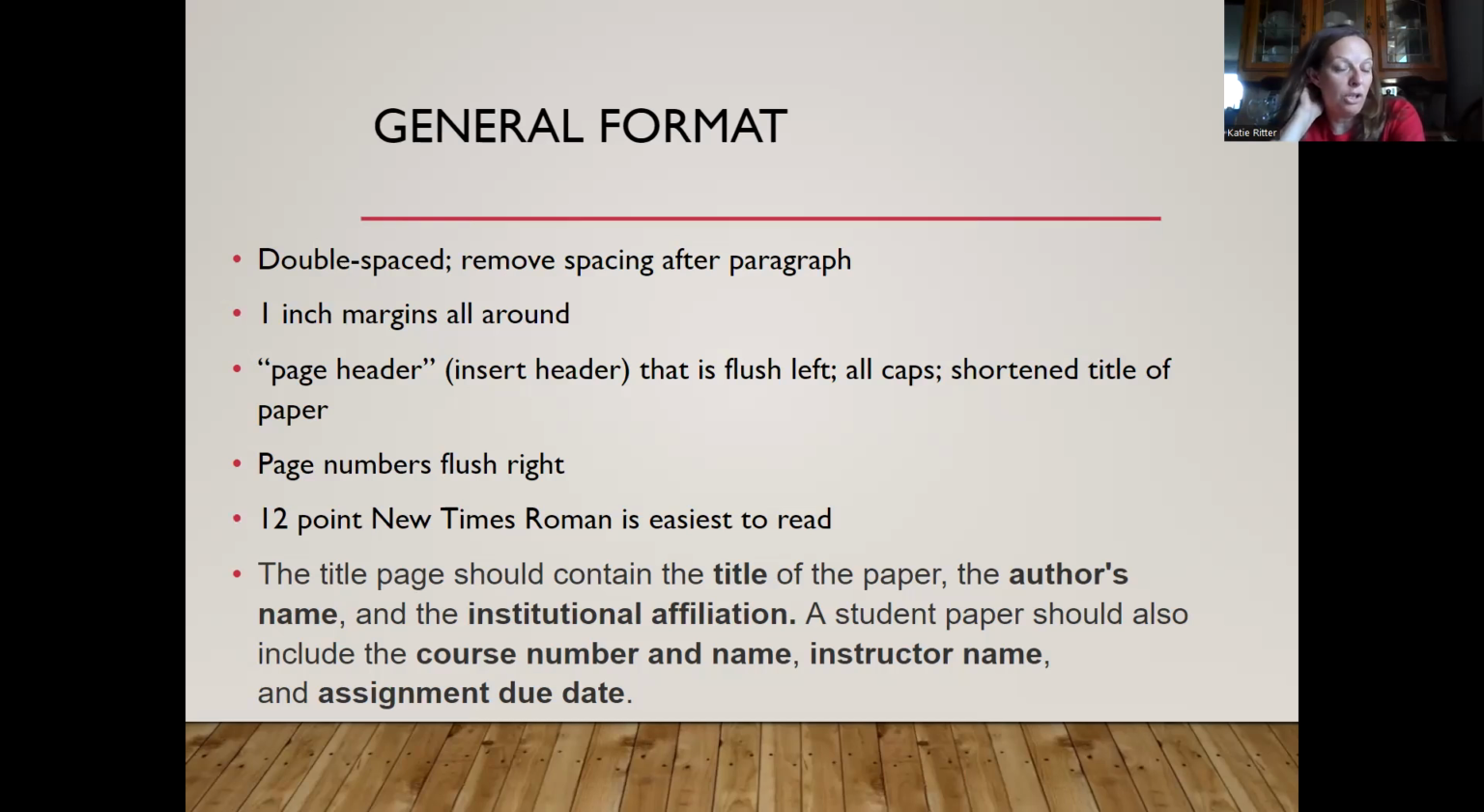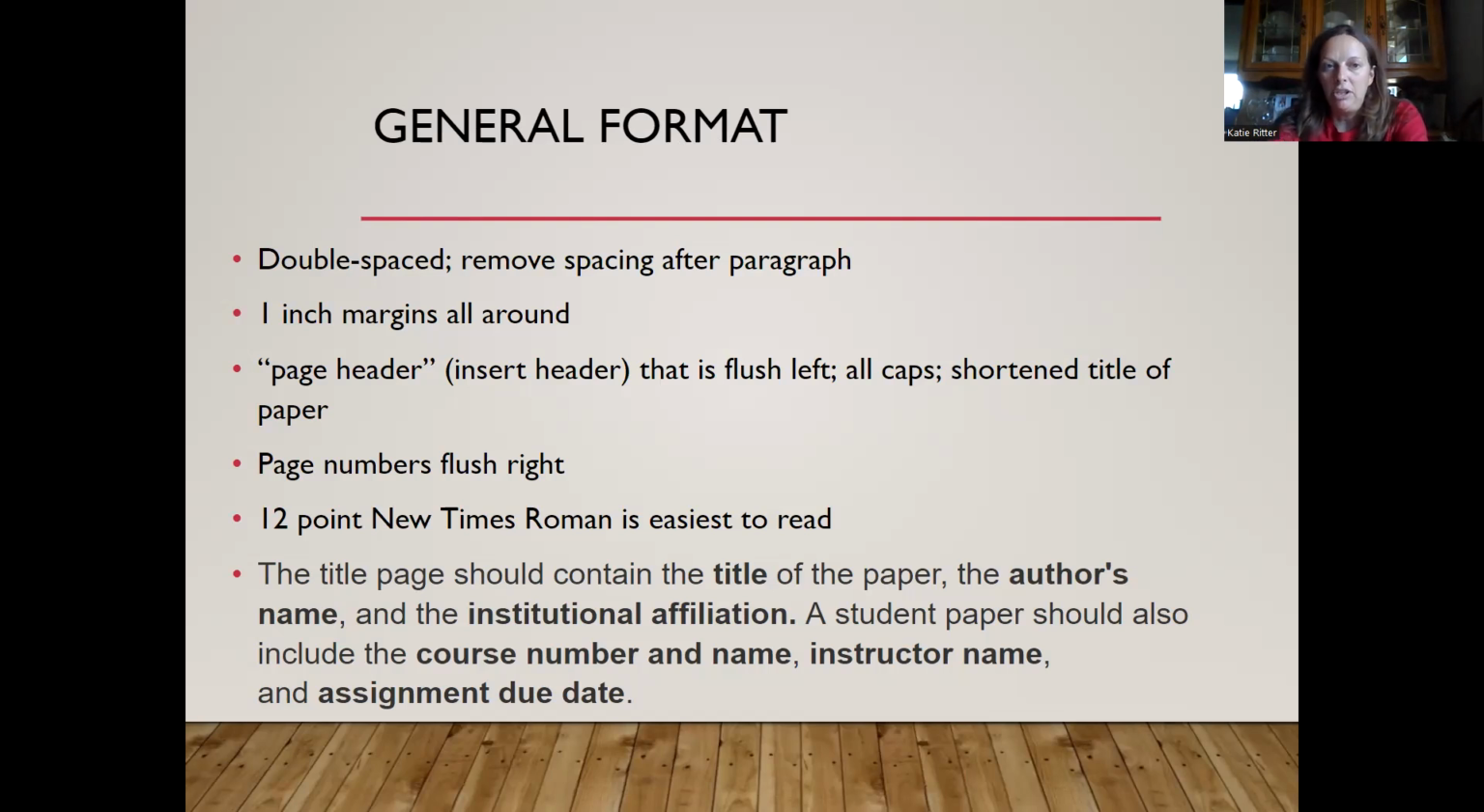You also need to make sure that you have 12-point font. Times New Roman is the easiest to read, and that is what I would recommend that you use. Do not use Comic Sans. There's also Calibri, I think is how you say it. I don't know, it's like C-A-L something. You can do that too, but it is more narrow. I would just go with Times New Roman.